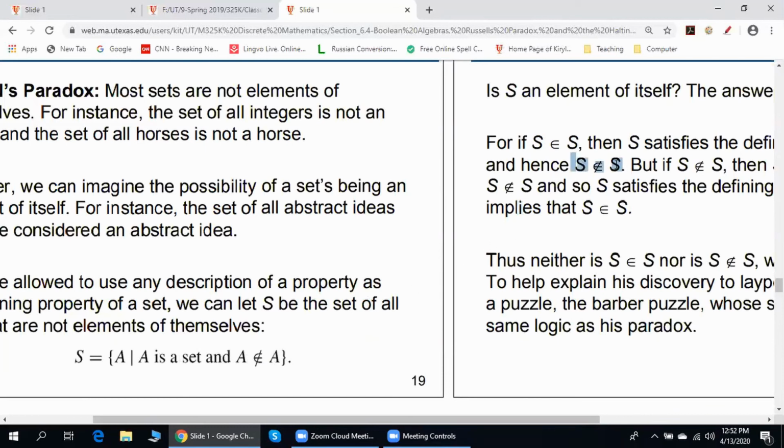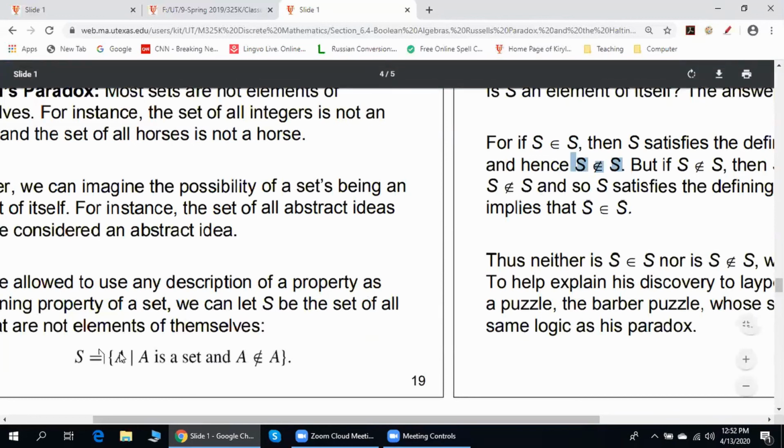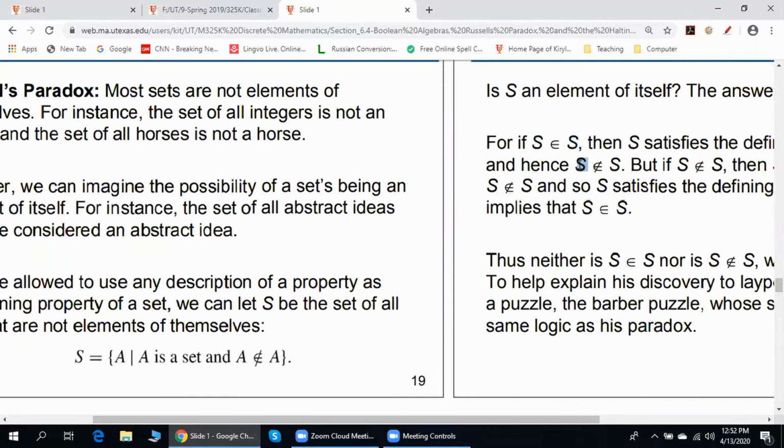Therefore, S is not an element of itself because S is not here. Because if S is here, S is not an element of itself, but S is an element of itself. So S cannot be from here. Since S is not from here, S is not an element of itself. We got a contradiction. We started with the following: S is an element of itself. We came up with the following contradiction: S is not an element of itself. Does this make sense? Yes. Correct? Mhm.